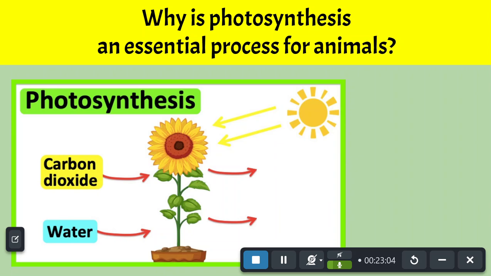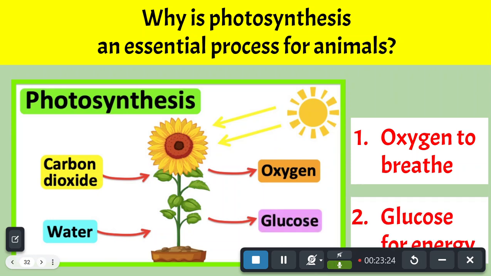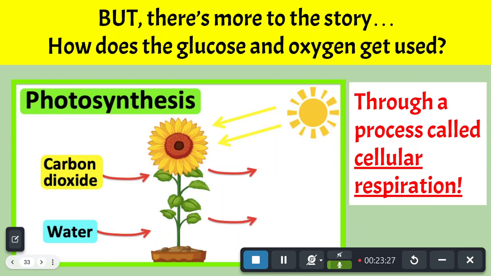And then again, why is photosynthesis an essential process for animals? Well, we animals need photosynthesis to happen. We need the producers to give us oxygen and glucose. So both of those are very important for us. Oxygen to breathe and glucose for energy.